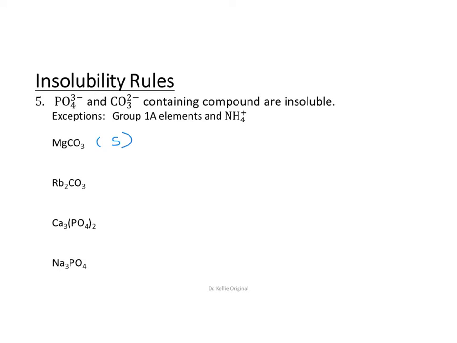Solid, insoluble, it would not dissolve in water. Down here, we're getting a little bit trickier. We see carbonate, so we're saying, yay, it must be insoluble in water, but then what's our carbonate bonded with? It's bonded with rubidium, and rubidium's in group 1A. And anything that contains a group 1A element is soluble, so this would actually be soluble.